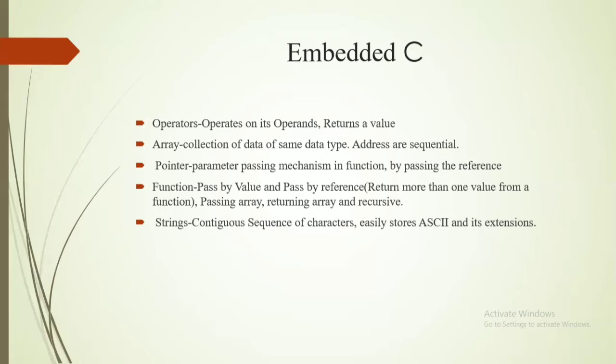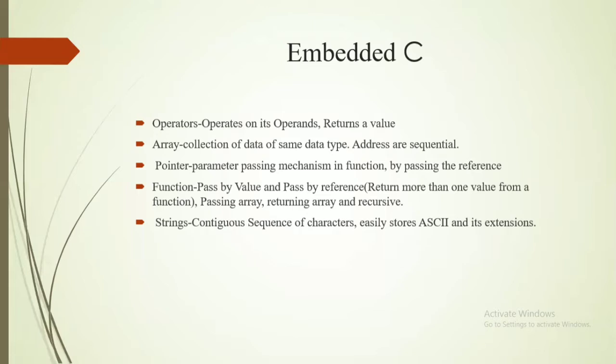An array is a collection of data of a similar data type, so the addresses are sequential. Next we come to the pointer. A pointer is a variable which holds the address of another variable. For the parameter passing mechanism in functions, to pass by reference, we can use pointers.